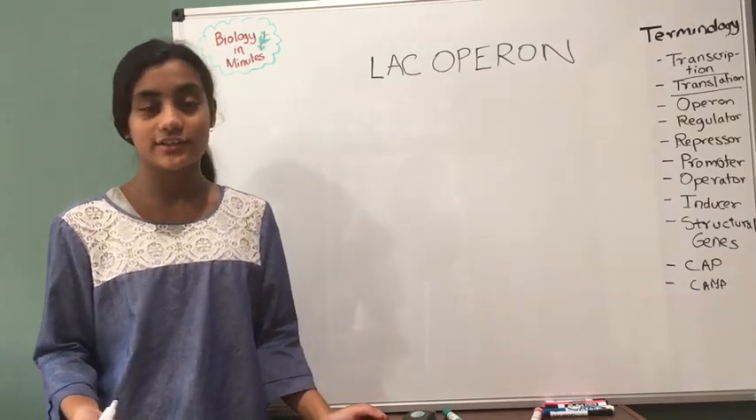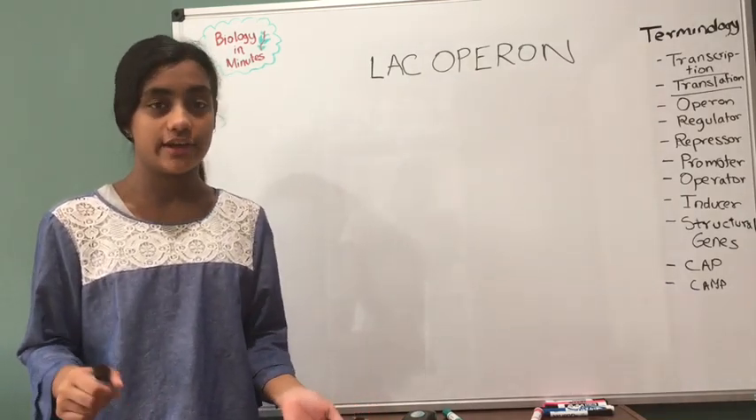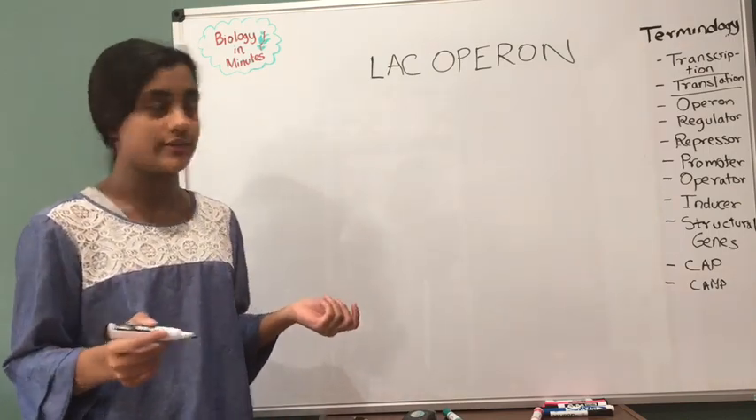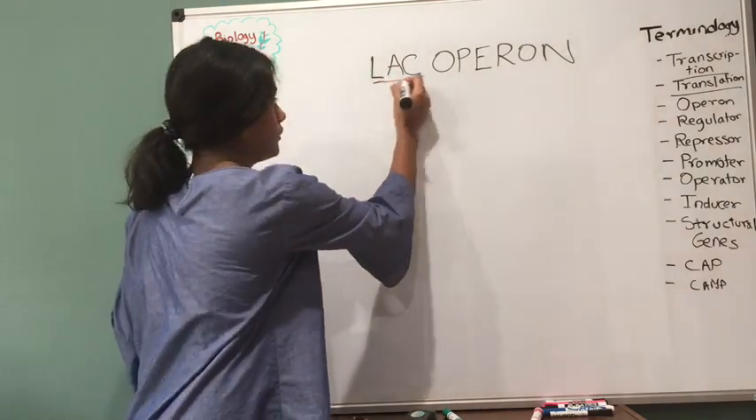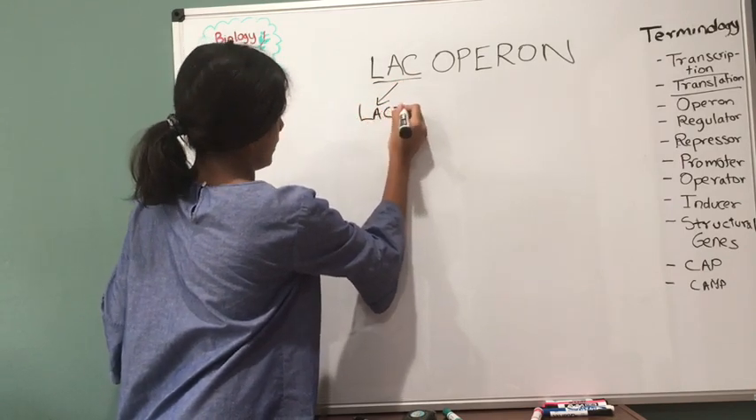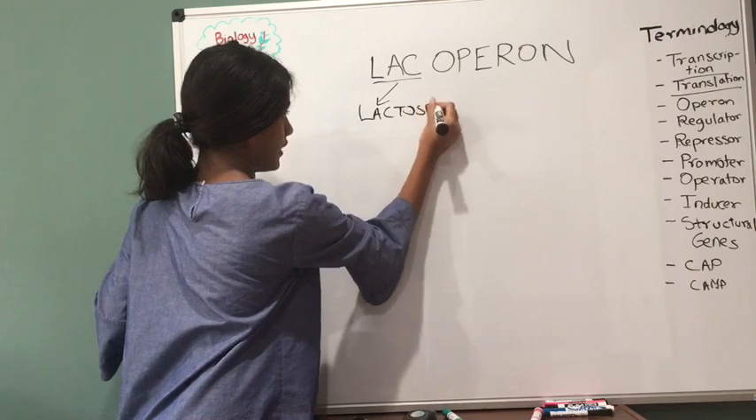Hi, today we're going to learn about gene regulation in E. coli through the Lac Operon. So why is it called the Lac Operon? This is because the Lac Operon controls lactose metabolism in E. coli.